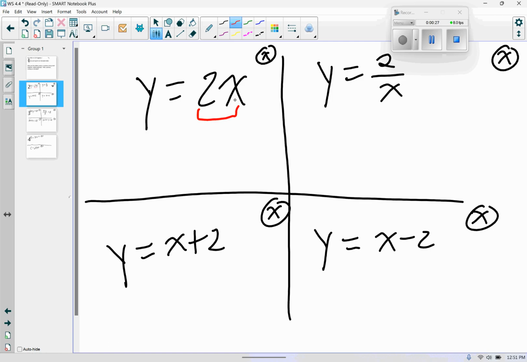What mathematically is holding 2 and x together? Yeah, they're being multiplied. So if I want to get x all by itself, I'm going to divide both sides by 2. So I get x equals y over 2 as an answer.